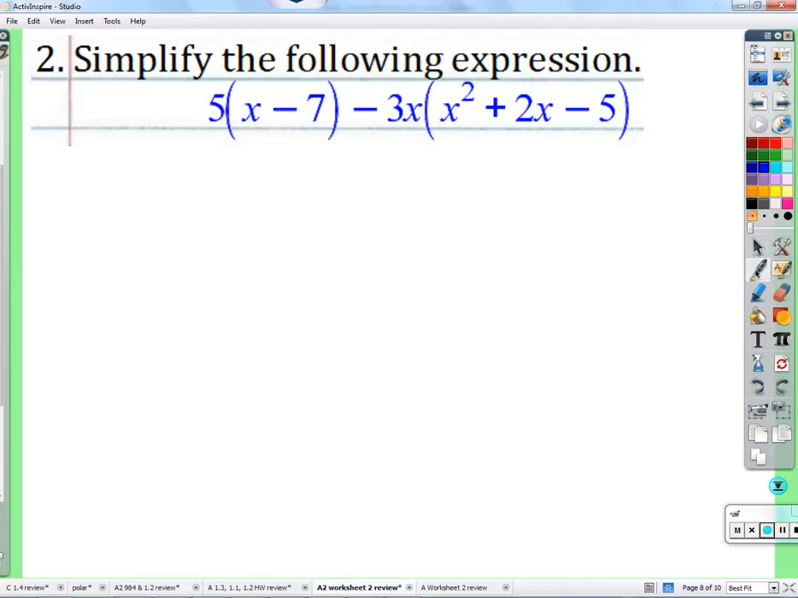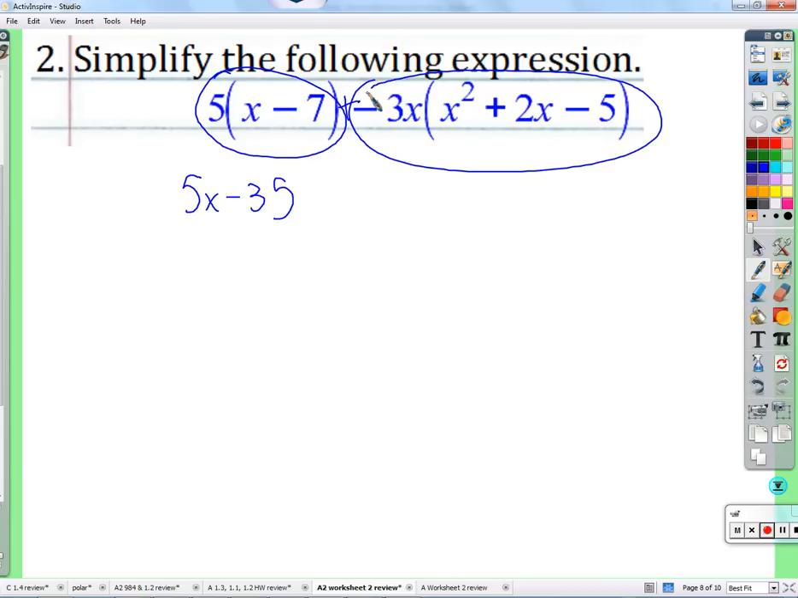All right, so we're going to simplify this expression here. We're going to distribute the 5 to start with. 5x minus 35. Keep in mind that this stuff here is added to this stuff here. So when you distribute this negative 3x, we're just going to continue on and add, subtract that stuff, not multiply it. Negative 3x times x squared, negative 3x cubed. Negative 3x times positive 2x.